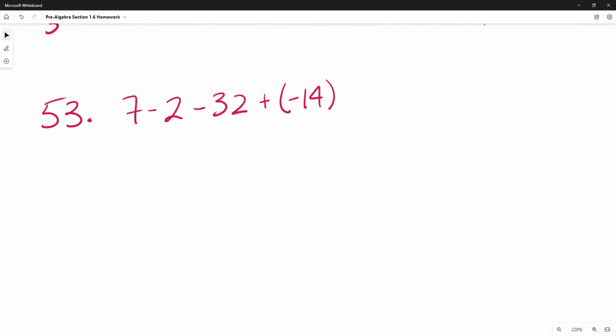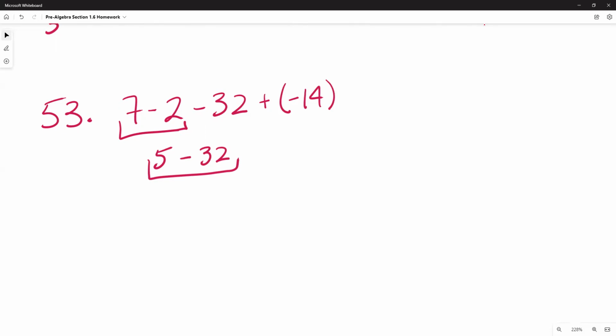This is Zachary. Yeah, these are all the same operation. It's either addition or subtraction. So we're just going to work left to right. So 7 minus 2 is a what, sir? Positive 5 minus 32. Holy cow. It is negative 27.